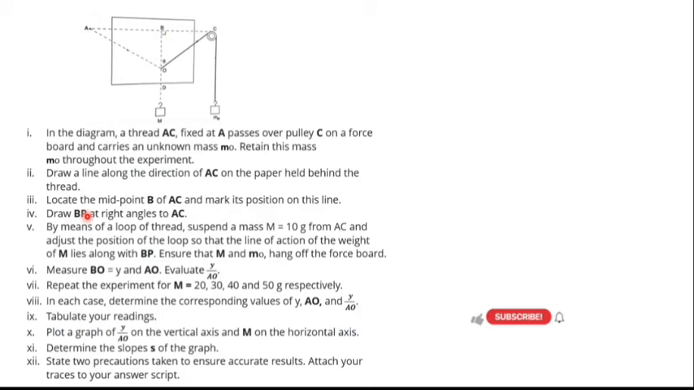Draw BP at right angles to AC. So we have this, you draw this one through this place this way. Then, by means of a loop of thread, suspend a mass M equal to 10 grams. By a simple thread that you pass through this point, you suspend a mass on it, and that mass will be 10 grams. Adjust the position of the loop so that the line of action of the weight of M lies along BP.